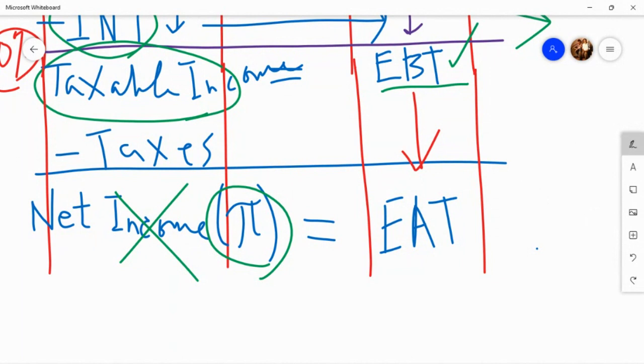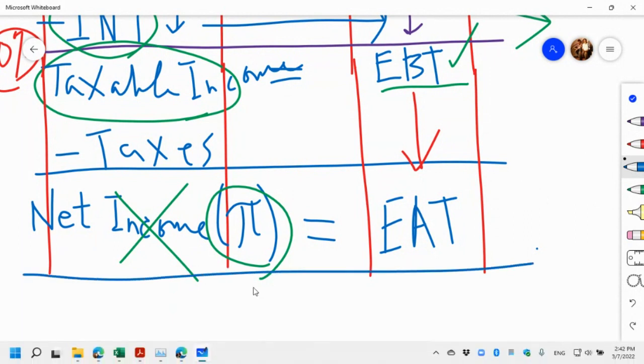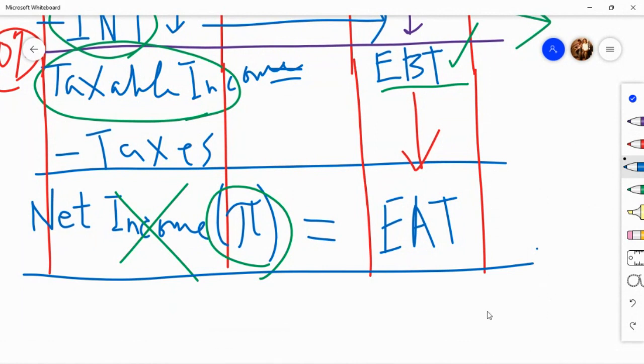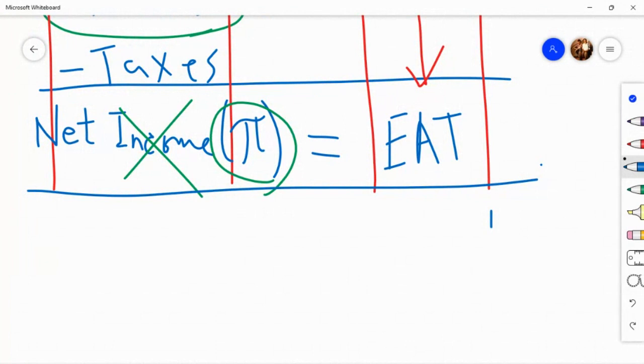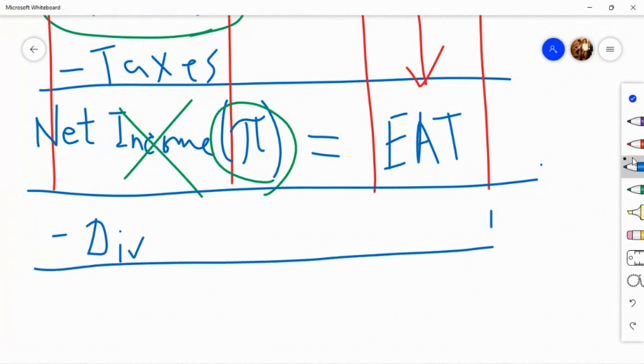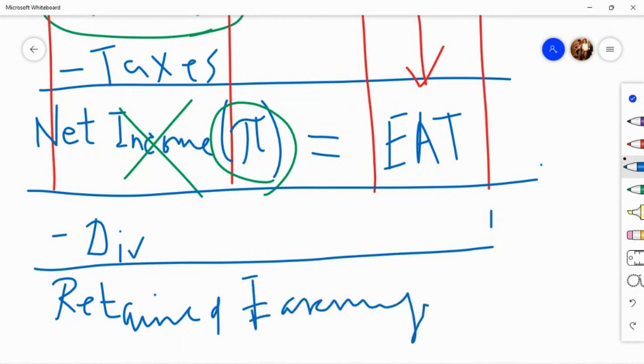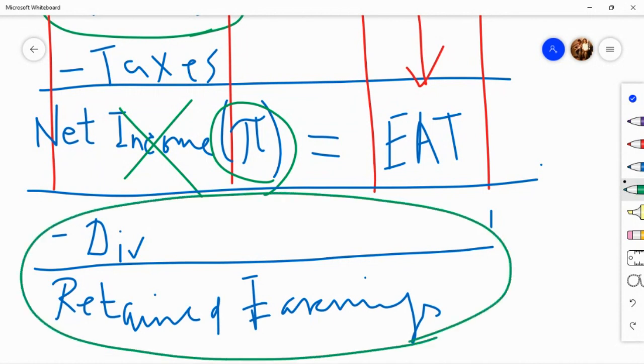Okay. Now, think about it. This is sort of like the final stage. But it can go further. Generally, what comes next is a dividend, but that's optional, right? Companies may pay. They can pay out, or they don't have to pay out dividends. But if they pay out dividends, it comes out of the net profit. And after paying dividends, it's called retained earnings. But this is an optional phase.